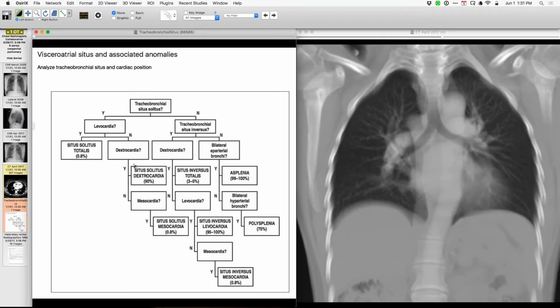So this is something that I keep on my laptop when I have trouble, because I can almost never remember this. And if I think I have an abnormality there and I go down the right side here, concentrating on the airways, if I get to the point where we have bilateral hyparterial bronchi in this box, then of course we're thinking about polysplenia.